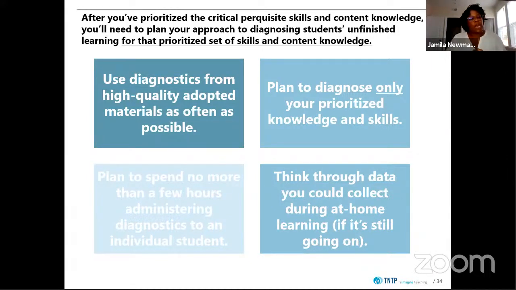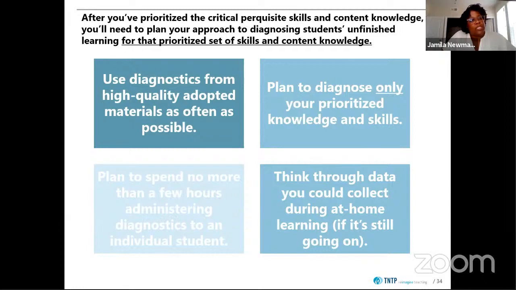So a lot of folks, I just want to spend a little bit more time on this idea of diagnostics because people have had a lot of questions about it. If you are using high quality materials, we really encourage you first and foremost, rather than trying to go out and search for another tool or another resource to use, that you simply use the diagnostics that are a part of your materials as much as possible, because those are going to be really great in helping you inform the instruction that you're doing, which is the big goal of diagnostics, being able to apply it to the lessons that you're immediately supporting students with.